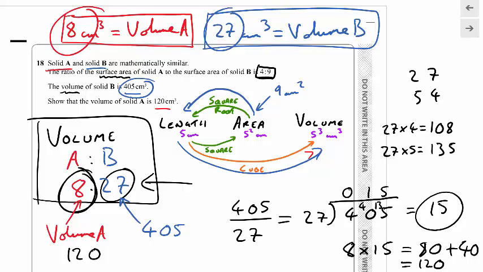Okay? So it's quite a difficult question. But actually, if you just break it down and form that relationship between length, area, and volume, it's straightforward. Hopefully you followed that.